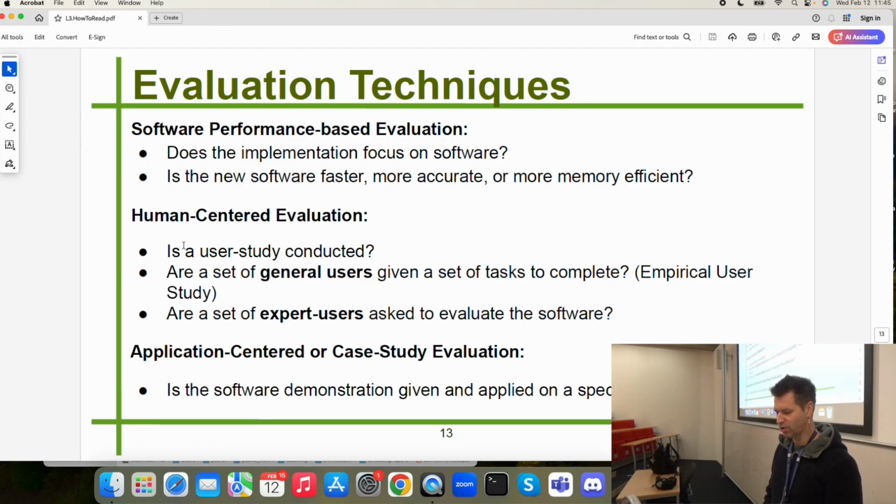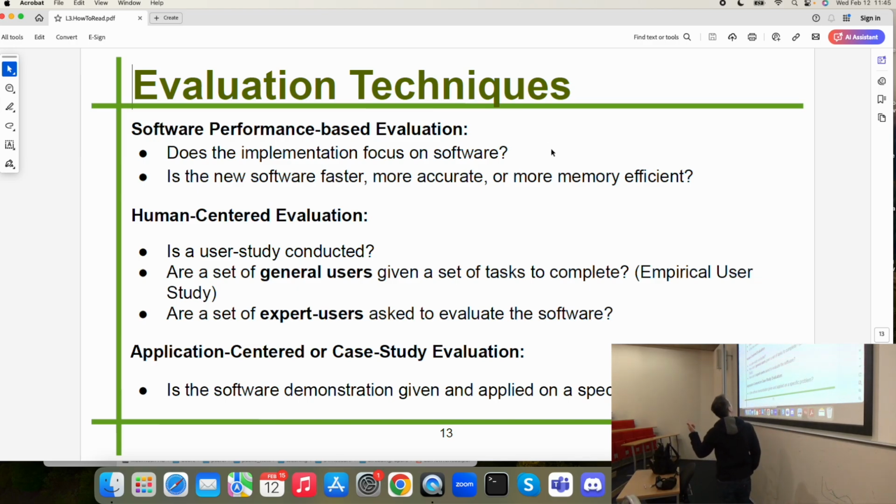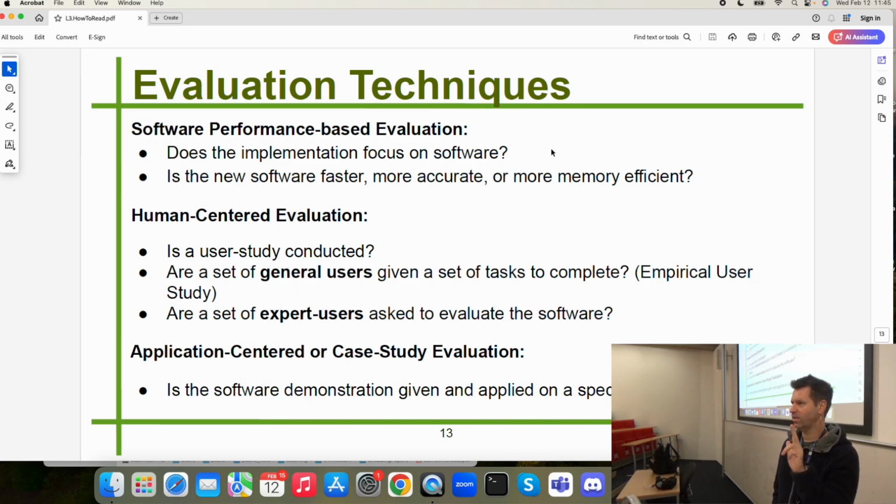Performance-based evaluation, software performance-based evaluation. Does the implementation focus on software? Is the new software faster? Is it more accurate? Or is it more memory efficient? Usually, it's one of these three things. With computer graphics and visualization, fast speed is really a common goal. With AI, accuracy is one of the most common metrics for evaluation.